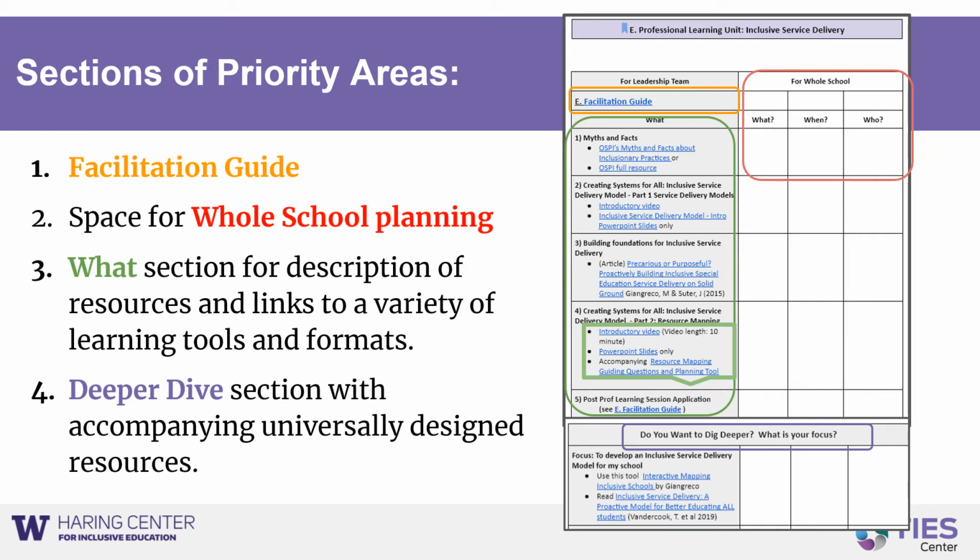Each priority area has 4 sections. As you can see here, the orange box shows where you will find the facilitation guide. This link goes to a separate document for use by the chosen facilitator or facilitators to guide leadership teams through the professional learning. As you can see highlighted in red, there's a space for whole school planning, where the leadership team is able to identify the what, when, and who pieces for planning and facilitation of the professional learning.